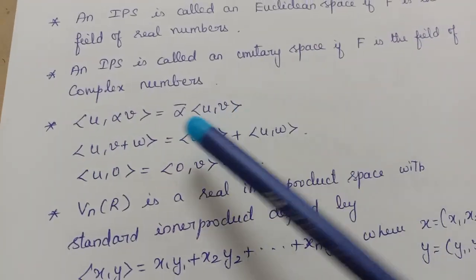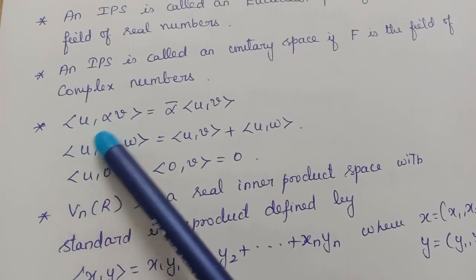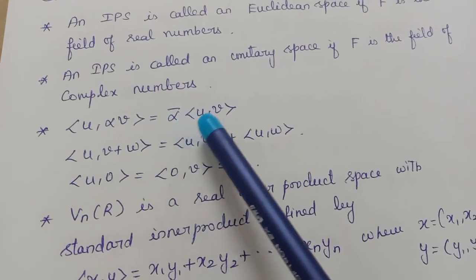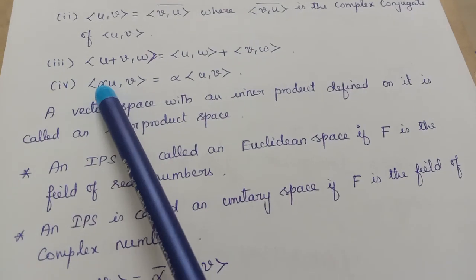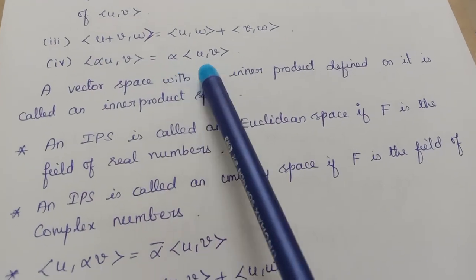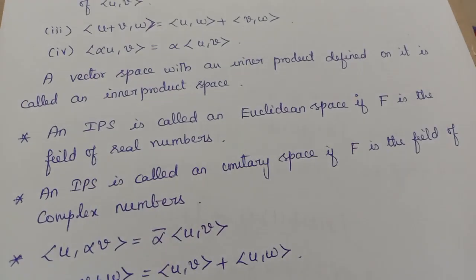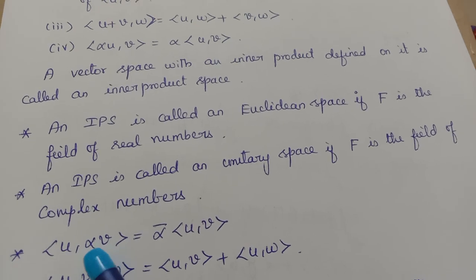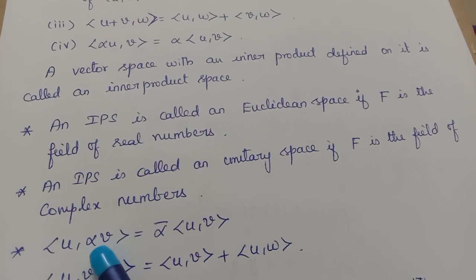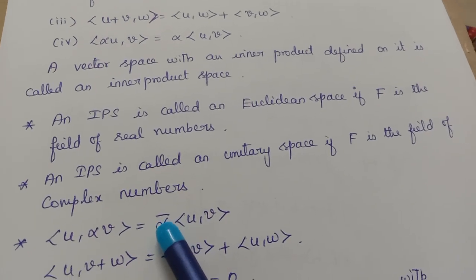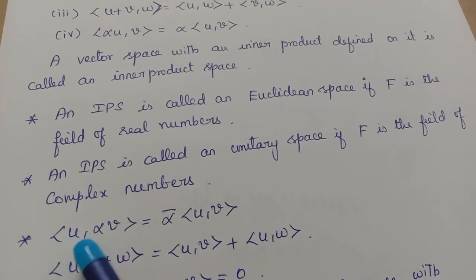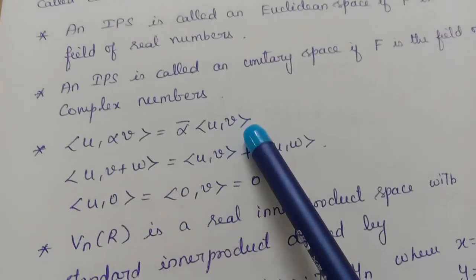Now let's see a few more properties. Inner product of (u, alpha v) equal to alpha bar times inner product of (u, v). See, in the definition, when alpha comes with the first vector, it is simply alpha times inner product of (u, v). But whenever you have a scalar with the second vector, it has to be taken outside as a conjugate. Alpha bar is the complex conjugate. So (u, alpha v) equals alpha bar (u, v).